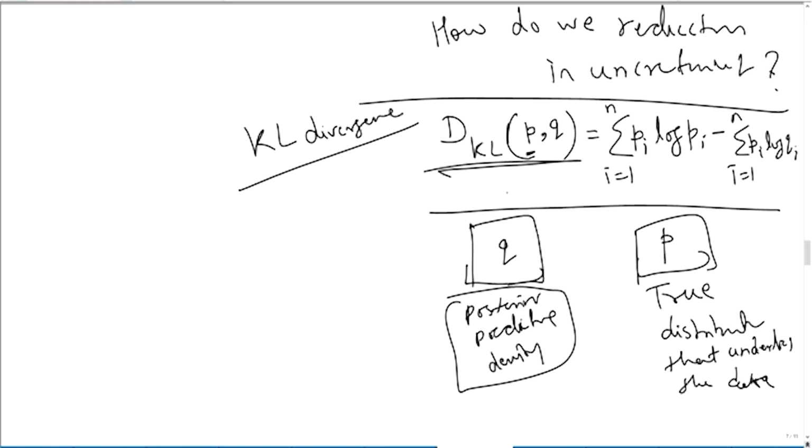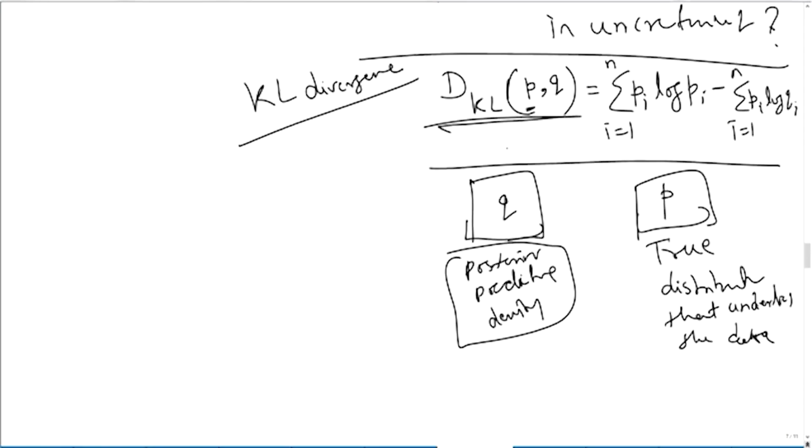Okay, so Q is the distribution of posterior predictions of your model. P is the true distribution that underlies your data. Okay, so this is not data, but the true distribution that underlies your data. Okay, so we want to compute how far Q is from P. Okay, and that can be given by KL divergence.